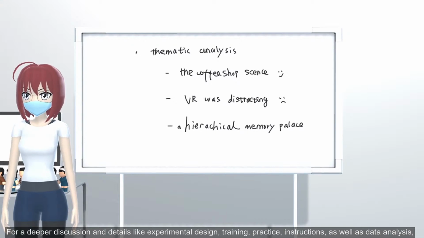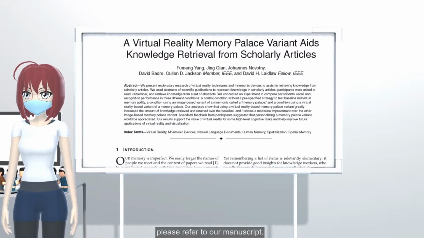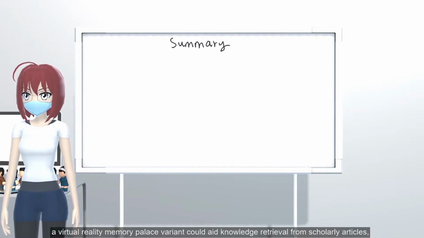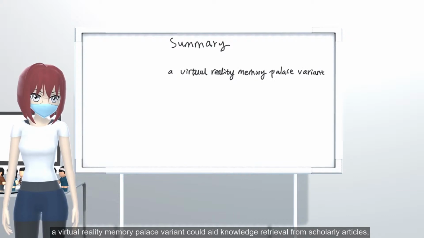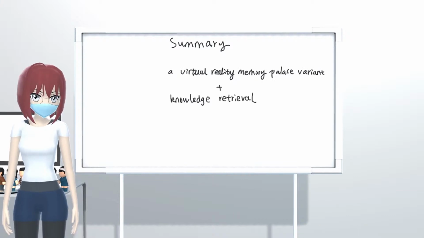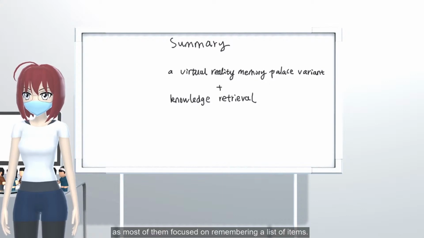For a deeper discussion and details like experimental design, training, practice, instructions, as well as data analysis, please refer to our manuscript. To summarize, we hypothesized that a virtual reality memory palace variant could aid knowledge retrieval from scholarly articles, and this is the fundamental difference between this and other studies of a memory palace variant, as most of them focused on remembering a list of items.